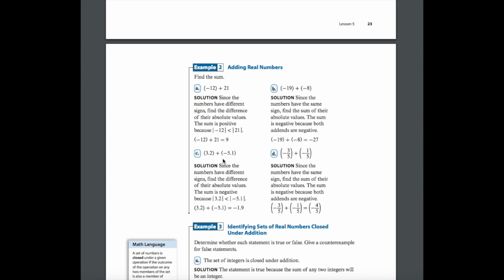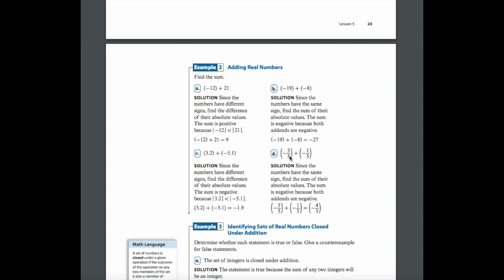Letter C, this works for decimals, and in letter D, it works for fractions. 3.2 plus -5.1. When you're adding those decimals, you need to line those decimals up so that you're adding them correctly. But here you've got difference, subtract. You'd subtract the absolute values of those. So you'd have the absolute value of 5.1 minus the absolute value of 3.2, and your subtraction in this case would figure out to be -1.9. Now why is it negative? Because the absolute value of 5.1 with the original negative sign was larger, so it keeps that negative sign.